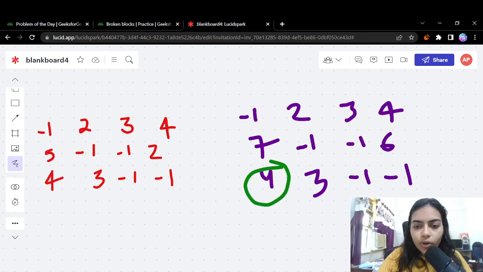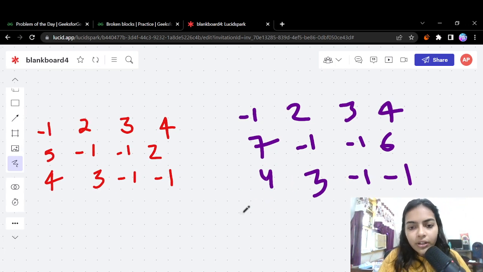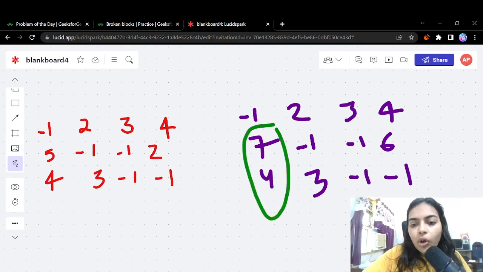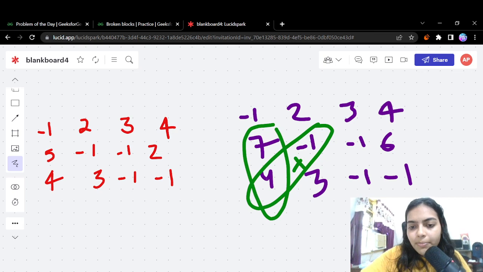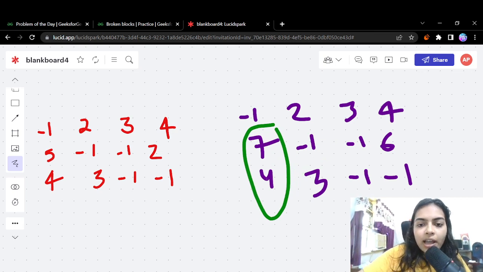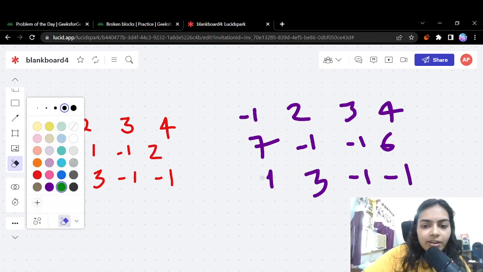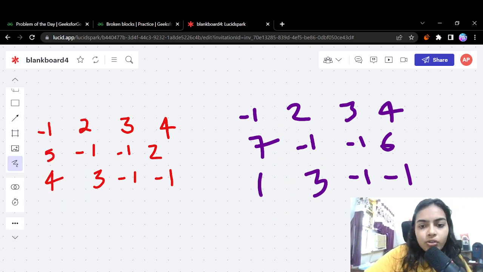Next box, this is 4, right? So from this I can come from the top or I can come from right. Now this is -1, so this path I will not take. I'll just take the top path. 4 plus 7 will be 11, so I'm going to write 11 here. Let's go to the next box.